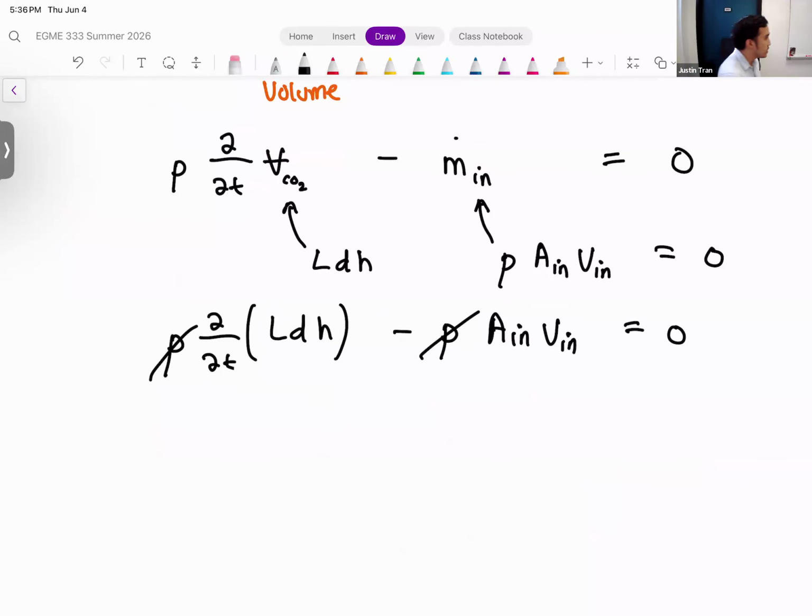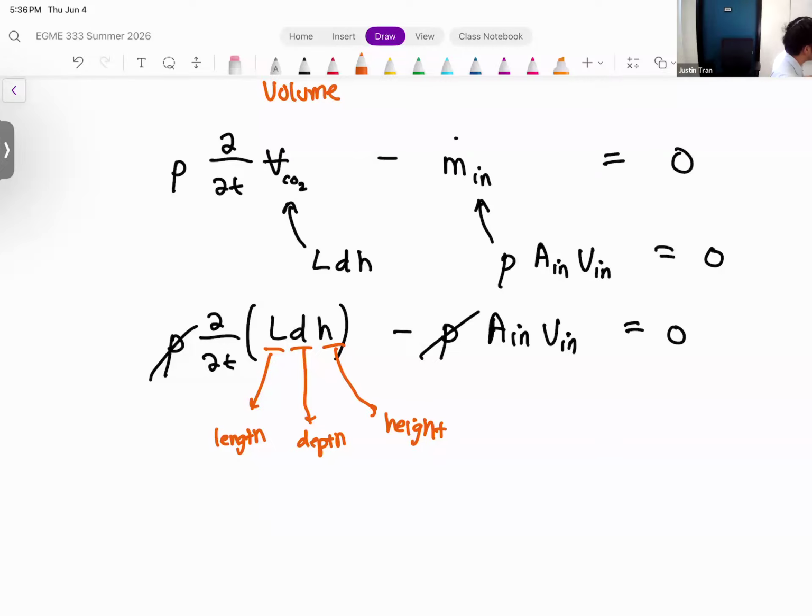So when we're computing this derivative with respect to time of L times D times H, where L is the length, D is the depth, and H here is the height, because it's going to fill out the entire layer first, the length and the depth dimension are not going to factor in. It fills those directions much more quickly than it does the height.